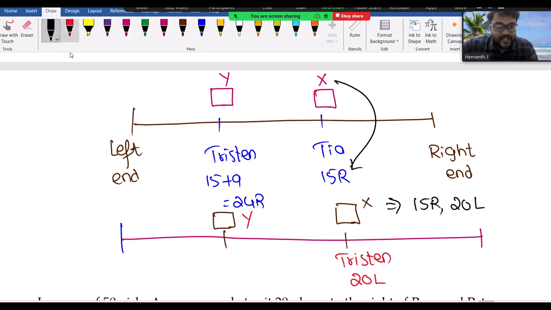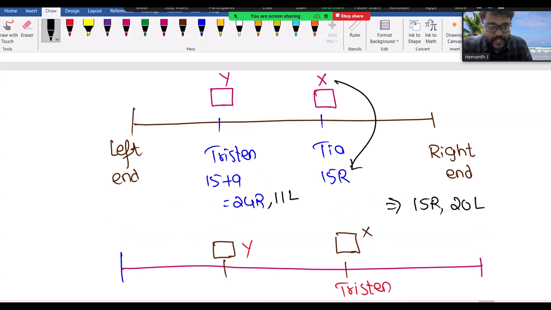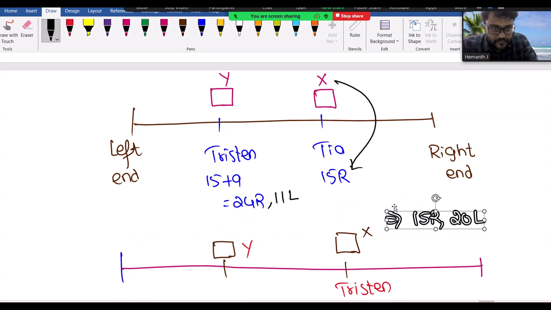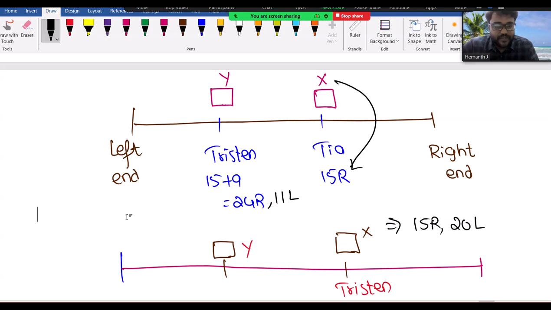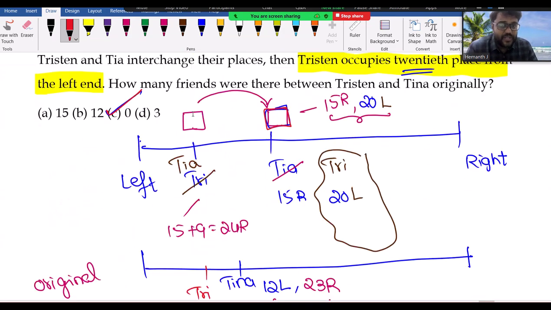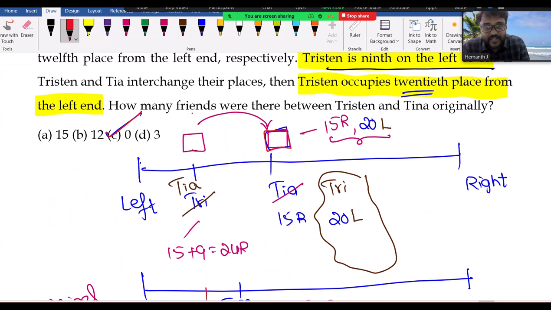Then the question is regarding the original positions. What about Tristan and Tina? Tina will come into the picture. Tristan is originally 24th from the right side. Now, to satisfy the total number of people, which is the same, he is 11th from the left side: 24 plus 11 minus 1 is 34, which satisfies. Now, Tristan is originally 11th from the left. In the question, they gave that Tina is 12th from the left. 11th from the left, 12th from the left. There are no people originally between Tina and Tristan. No gap. They're asking how many people are originally between Tristan and Tina: it is 0.